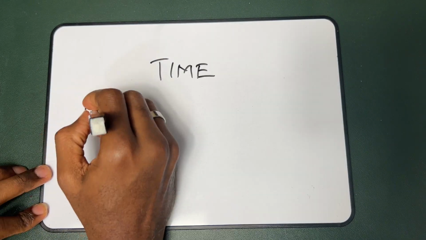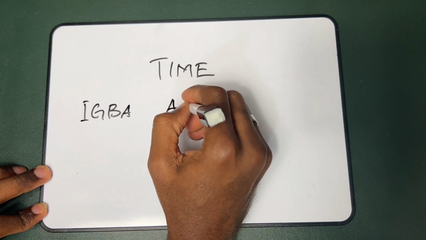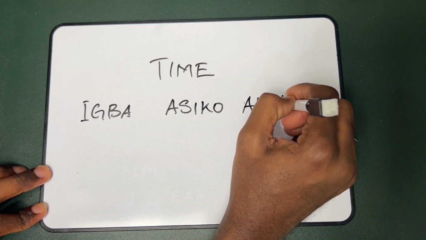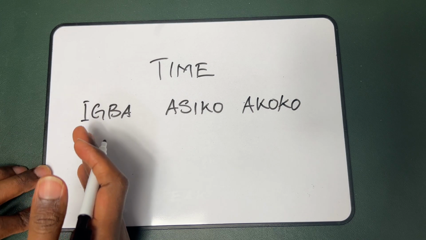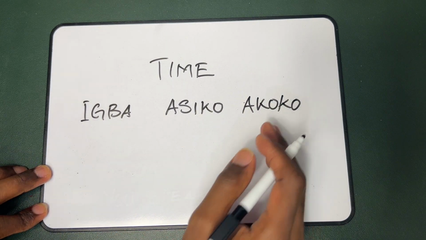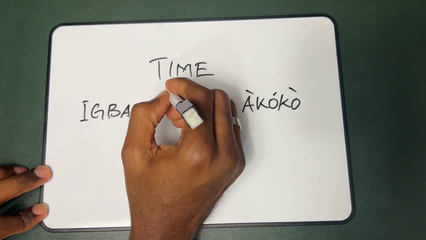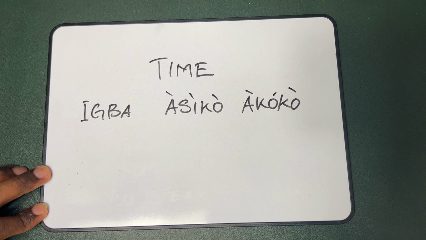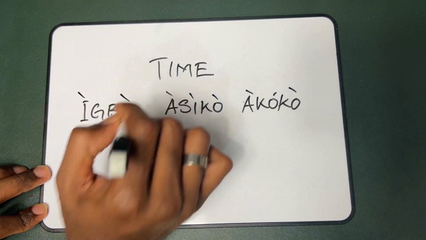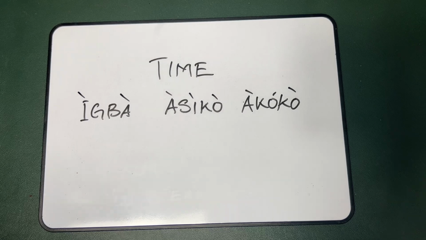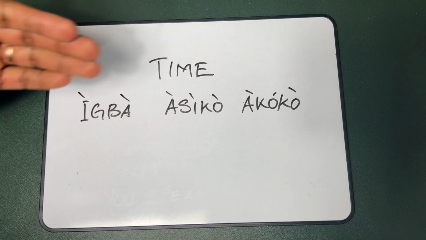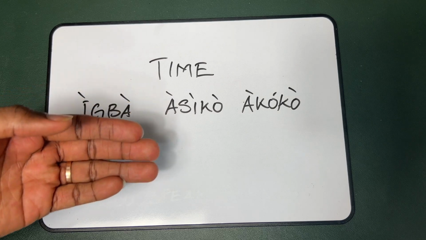So first off, what is time in Yoruba? Time can be said in three different ways in Yoruba, depending on the context. So we have time: igba, àsìkò, àkókò. So these are the three different ways to say time in Yoruba. Time means igba, àsìkò, àkókò.